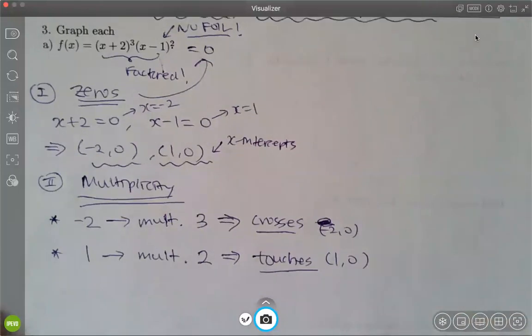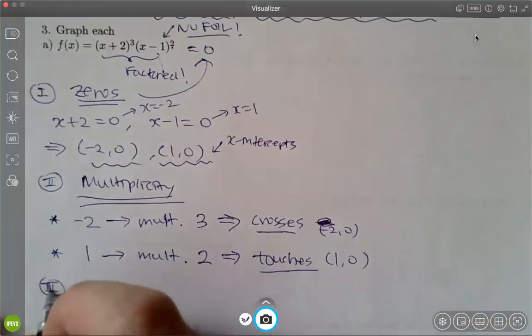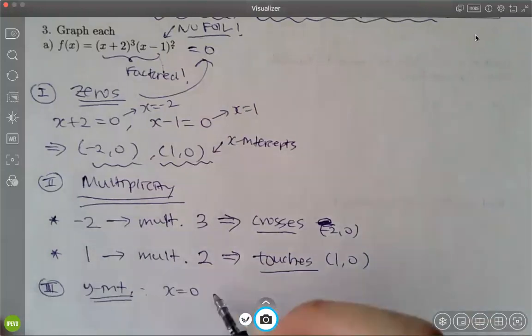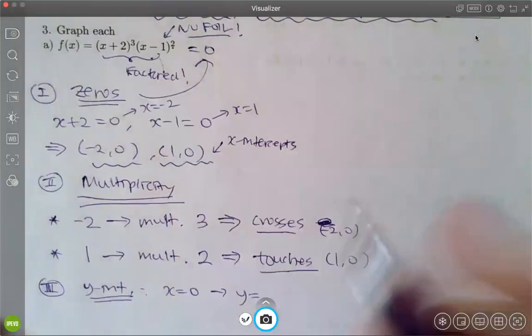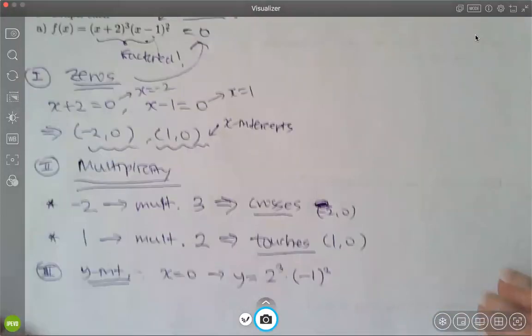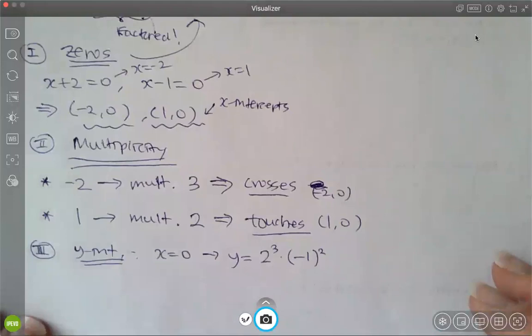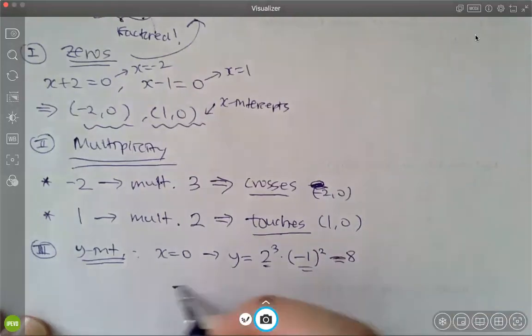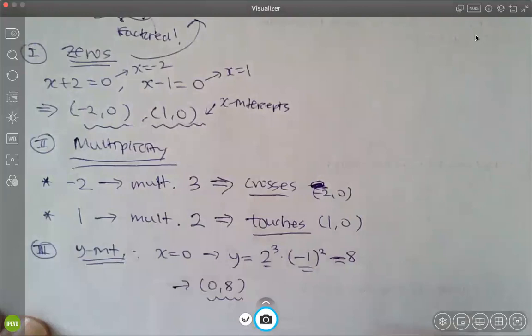Okay, and now the next thing, find the y-intercept. So this time we set x equals 0. So what's the value of y? When you plug in 0, what do you get? 2 cubed times -1 squared, right? And what is this? 8 times 1, so that's equal to 8, right? So the y-intercept is at 0, 8.